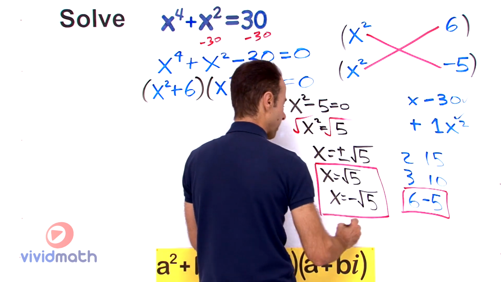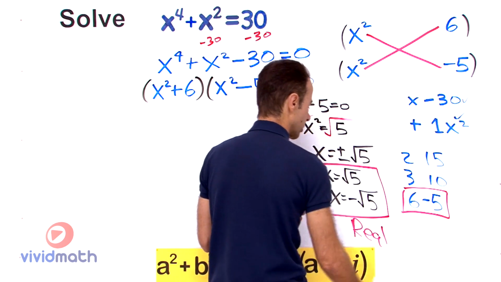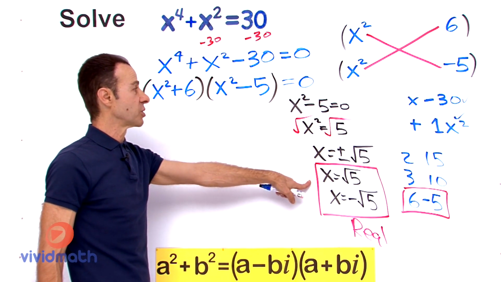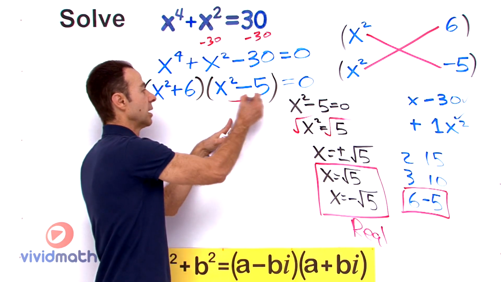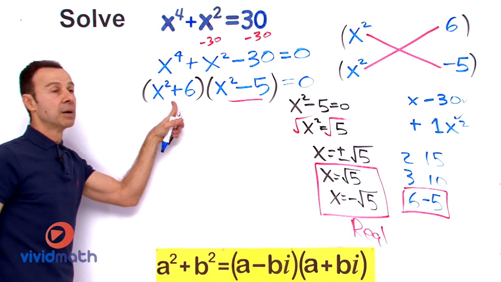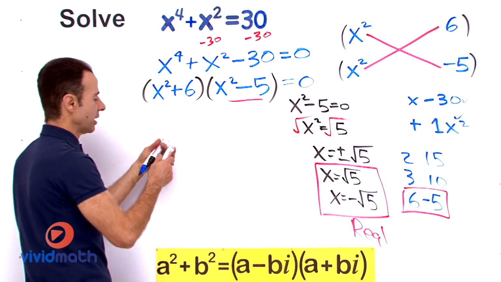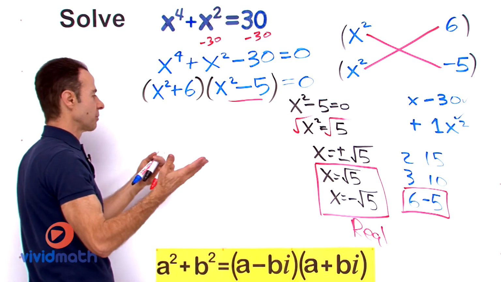Those two solutions happen to be real, not complex. They're not imaginary. They're actually real. Okay, so there are two solutions. That's for this side here. Let's work with this side here, x squared plus 6. Let's start to solve it. Use the same technique. This is where imaginary numbers is going to come in useful.